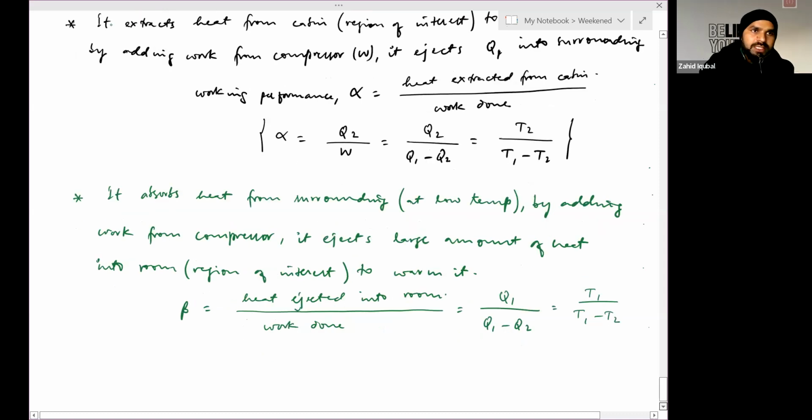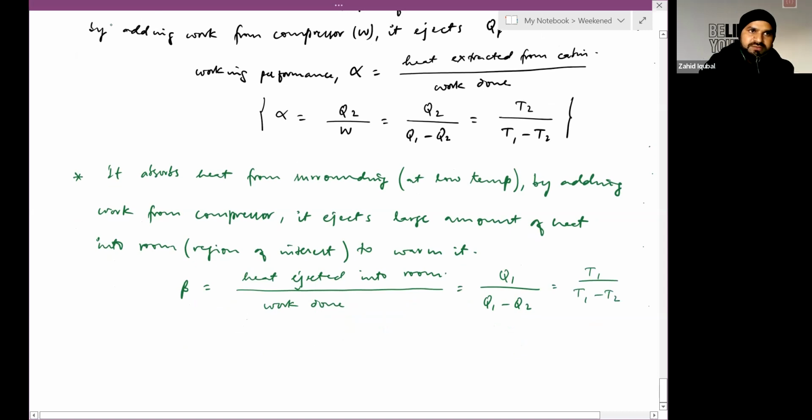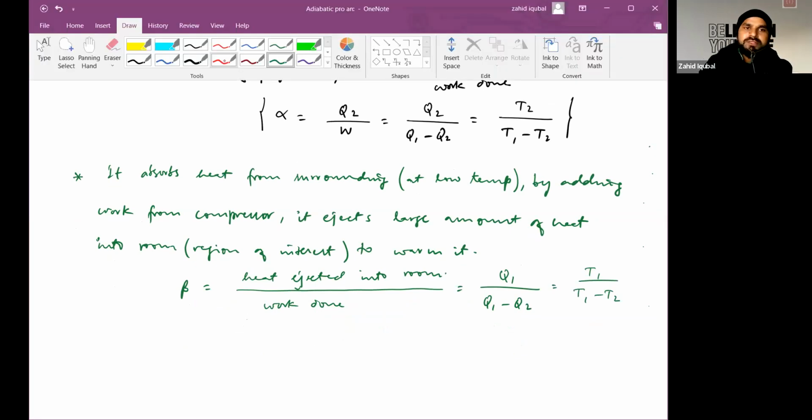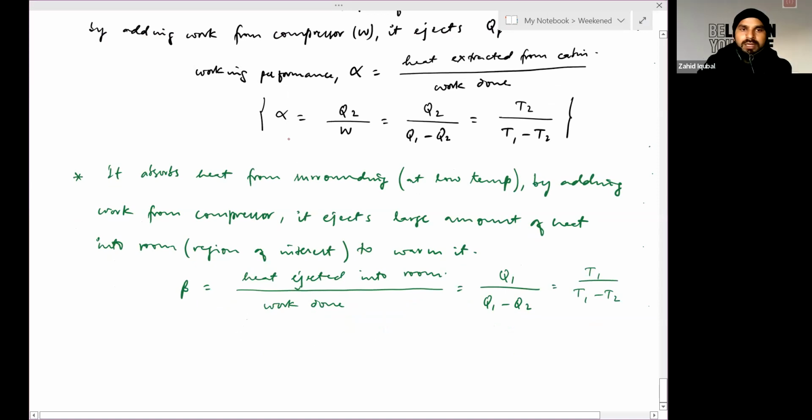Now let me define a relationship between all these three different terms. Let's say heat engine, efficiency of heat engine, working performance of refrigerator, and this heat pump. Beta equals to 1 plus alpha, which is equals to 1 by eta. Just remember this relation. Just write it down.